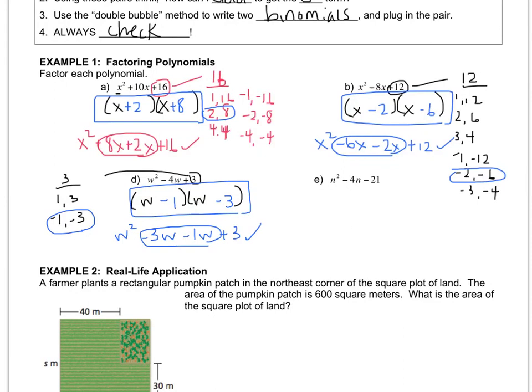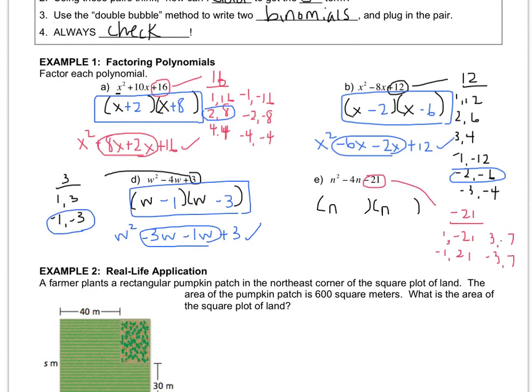Last one together. Set up your double bubble, N and N, and you want to pull out -21. 1 or -21. But I could also have -1 and +21. I could have 3 and -7, or -3 and +7. I think that's it.